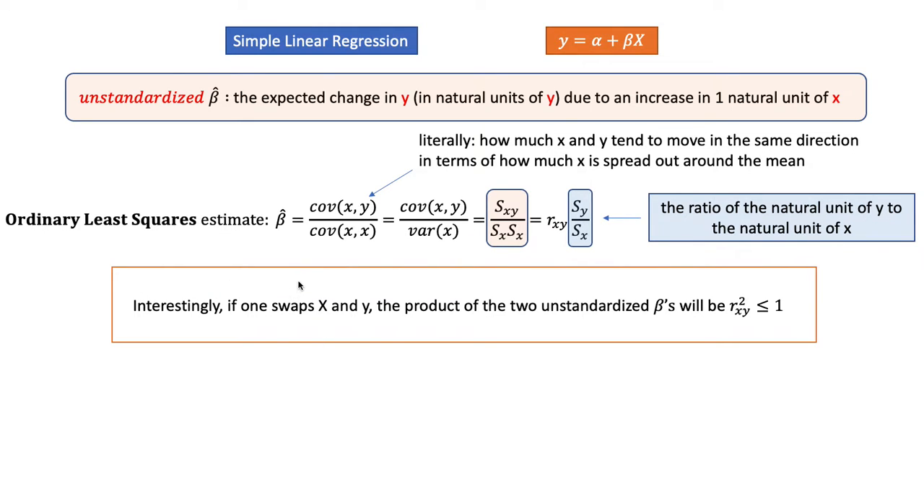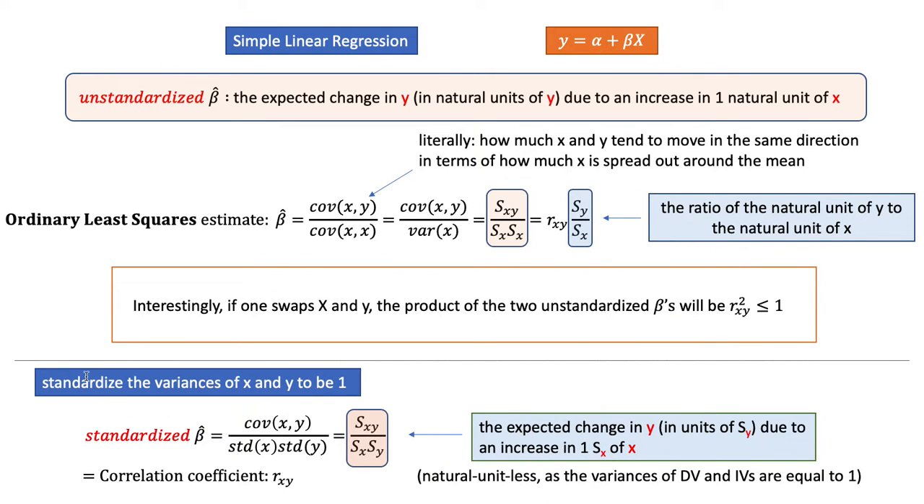Interestingly, if you swap x and y, then the unstandardized beta will be Ryx times the standard deviation of x over the standard deviation of y. Therefore, the product of the two unstandardized betas will be R squared. And we know R squared has a range between 0 and 1.